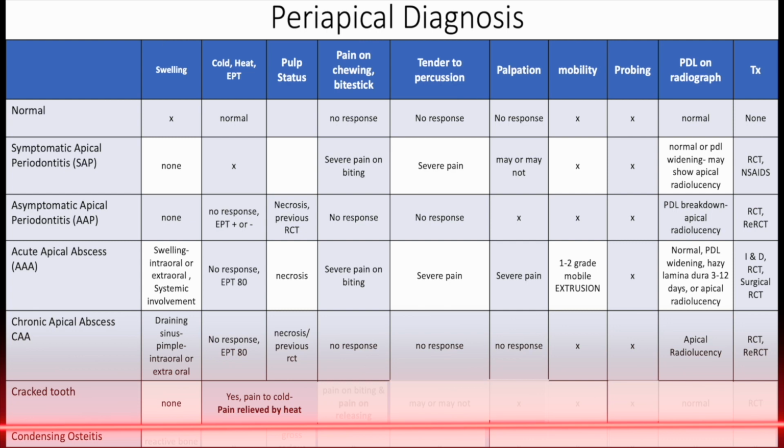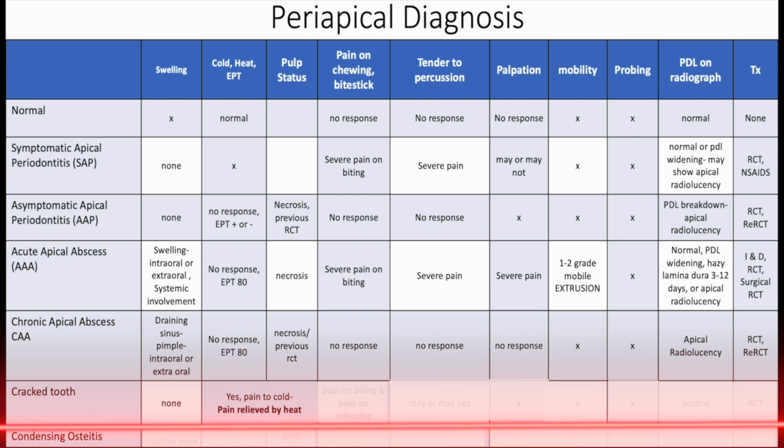Cold test will give the patient pain, or the patient has a complaint of cold, but the patient has pain relieved by heat. So earlier we learned that in irreversible symptomatic pulpitis, the patient has pain due to heat but is relieved by cold. In cracked tooth, it's opposite. The patient has pain due to cold, which is relieved by heat. So remember these different things together.